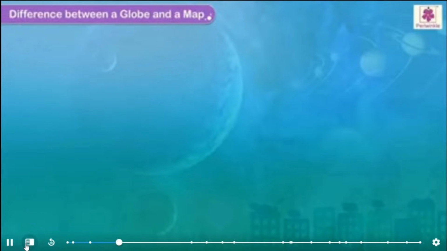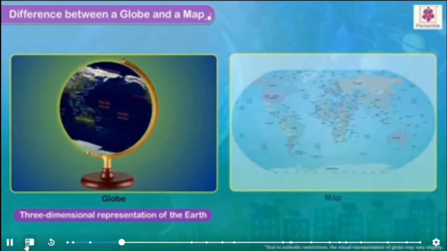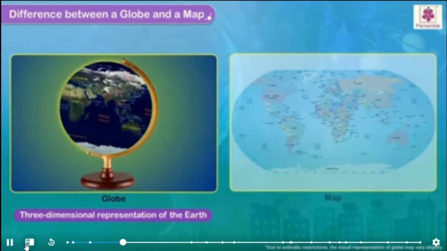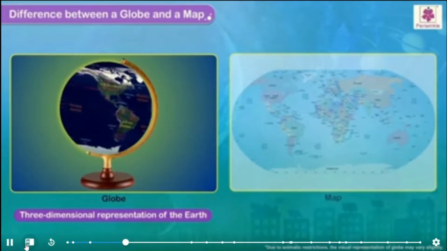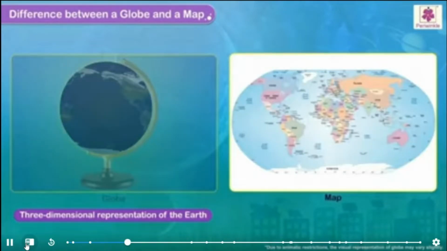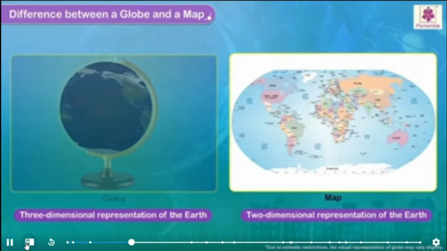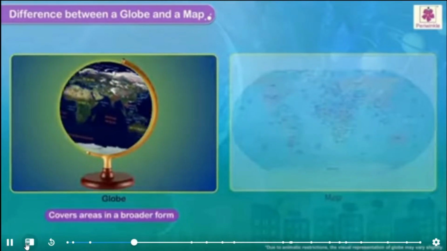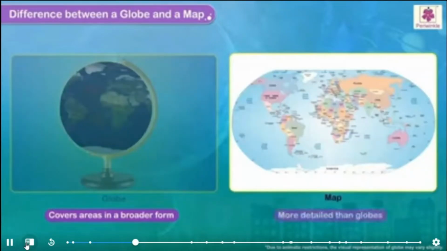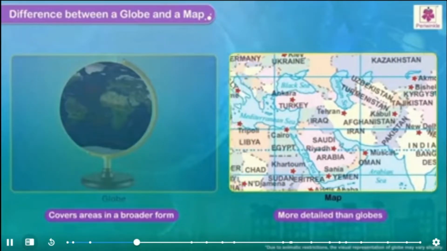Difference between a globe and a map. Globe is a spherical, three-dimensional representation of the Earth drawn to scale. Map is a two-dimensional representation of the Earth drawn to scale. Globe covers areas in a broader form. Maps are more detailed.